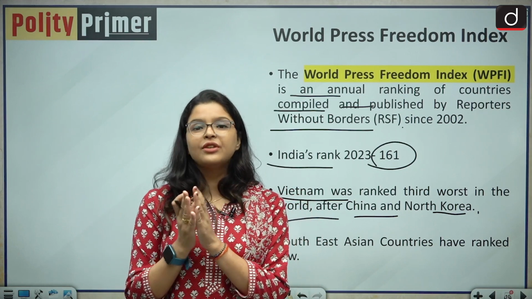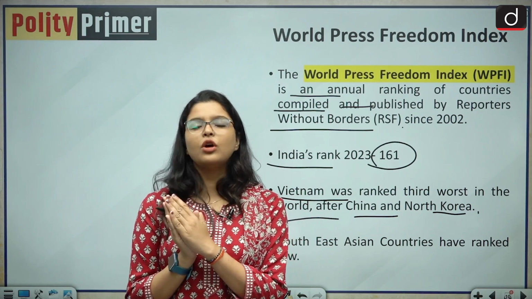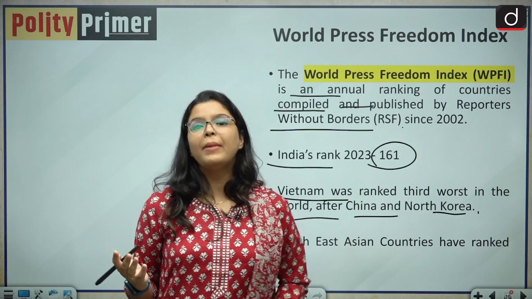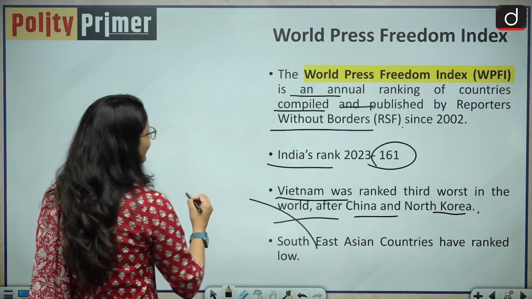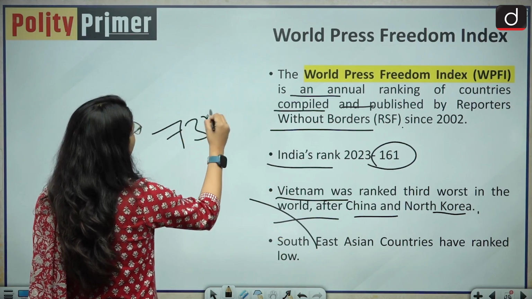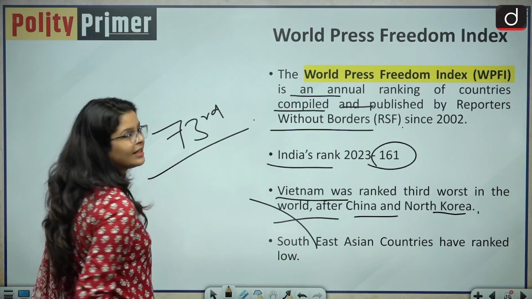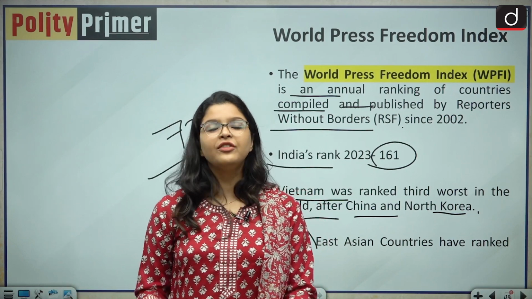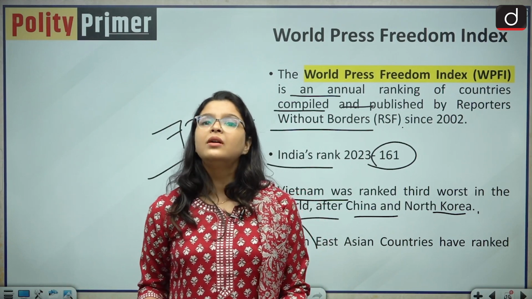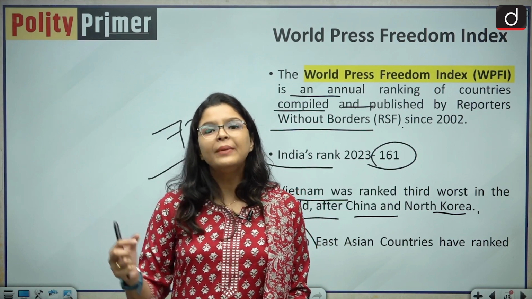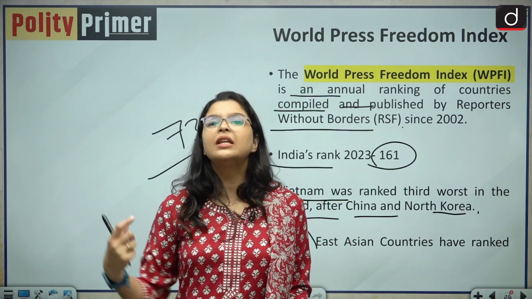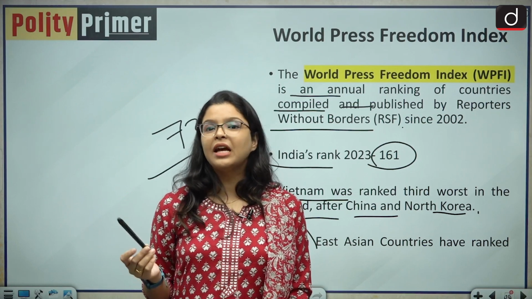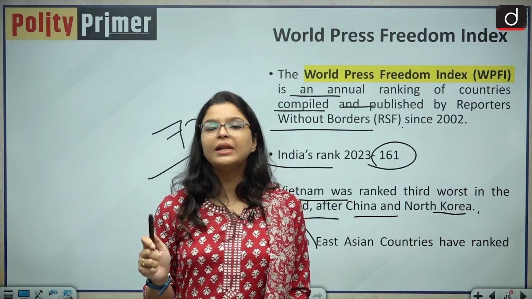Now, if I talk about this index, most of the Southeast Asian countries have fared very low, apart from Malaysia, which is ranked 73rd in the 2023 edition of the World Press Freedom Index. So this is a worrying trend which we are observing, that the governments are limiting the freedom of speech and expression, limiting the freedom of press so as to maintain national harmony, which should not be done.